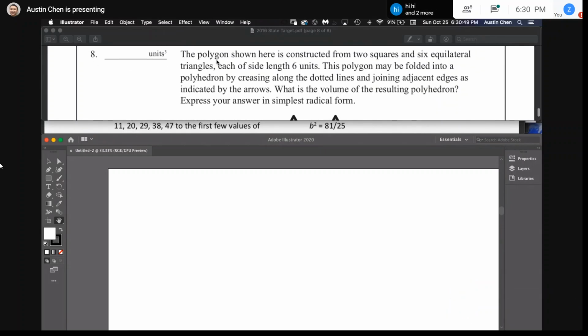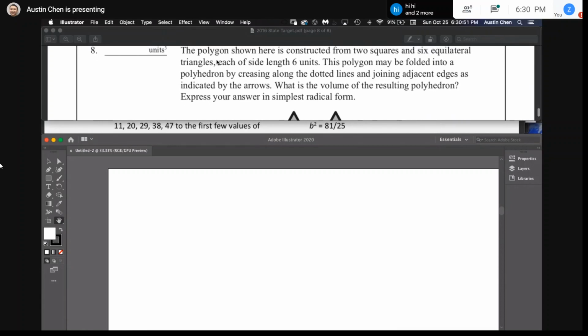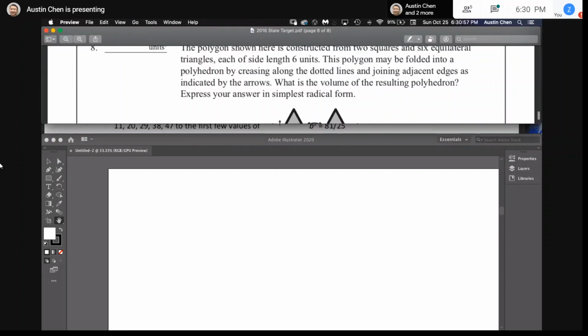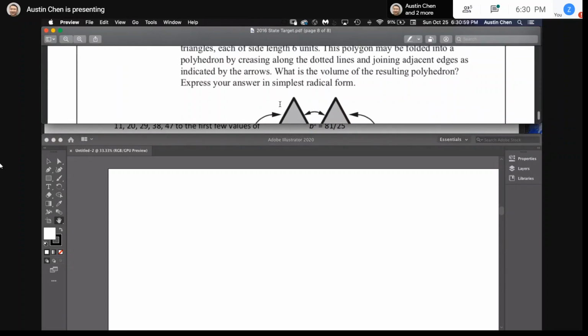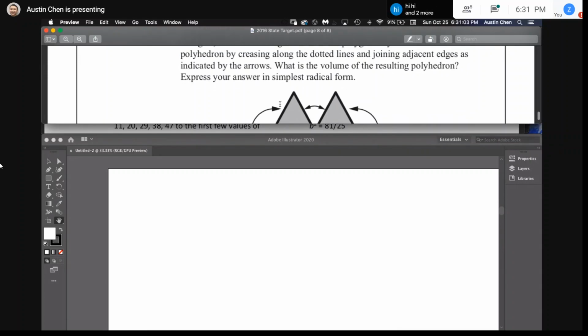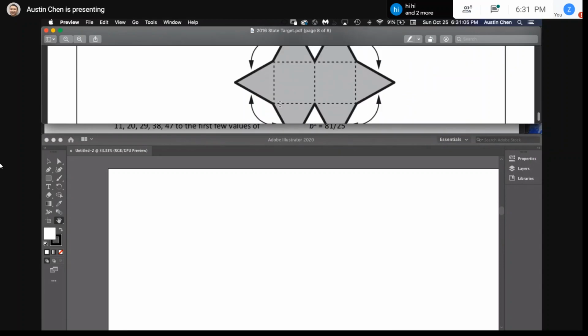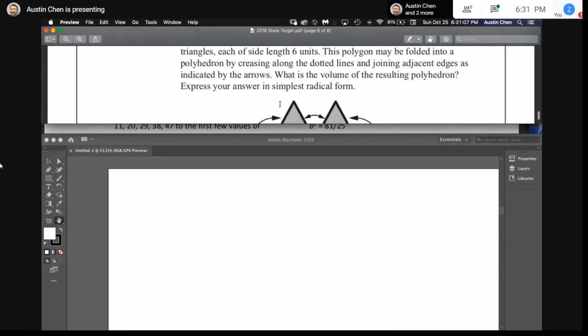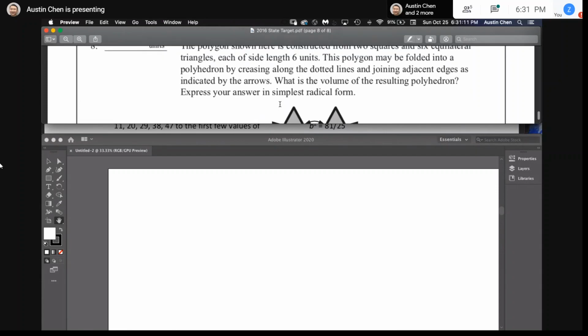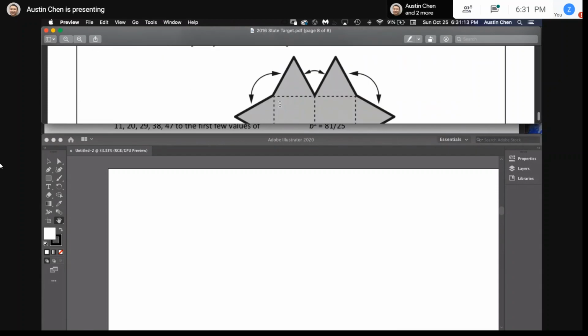The polygon shown here is constructed from 2 squares and 6 equilateral triangles, each of side length 6 units. This polygon may be folded into a polyhedron by creasing along the dotted lines and joining adjacent edges as indicated by the arrows. So like that. And then what is the volume of the resulting polyhedron? Express your answer in simplest radical form.